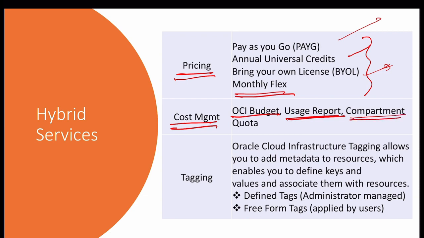And then we have the compartment quota, where we can set a quota for our compartment, how much it should spend. Next we have the tagging service. There are two types of tags available in OCI. One is administrator managed, that is defined tags, and then we have free form tags, which are applied by the user. Whenever you create any resource in OCI, you need to provide a tag to identify which tag that resource belongs to. So it will be easy to manage the cost. If you want to check how much cost this type of resources is going to spend, it can be used for this.